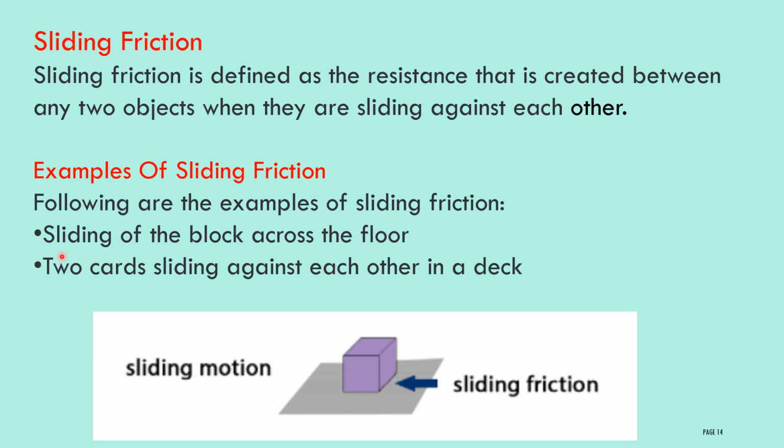Examples of sliding friction are a block sliding across the floor, two cards sliding against each other on a desk. Consider this is the sliding motion. Then sliding friction will be opposite to the direction of sliding motion. Always remember, when two objects are in contact with each other and in continuous motion, it creates a friction. That is nothing but sliding friction.